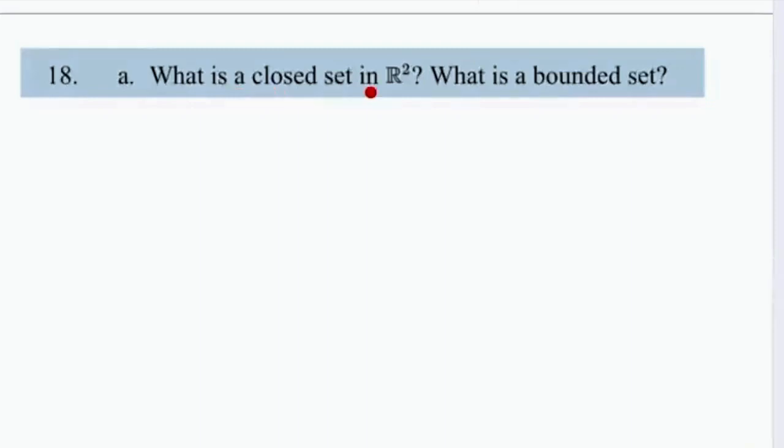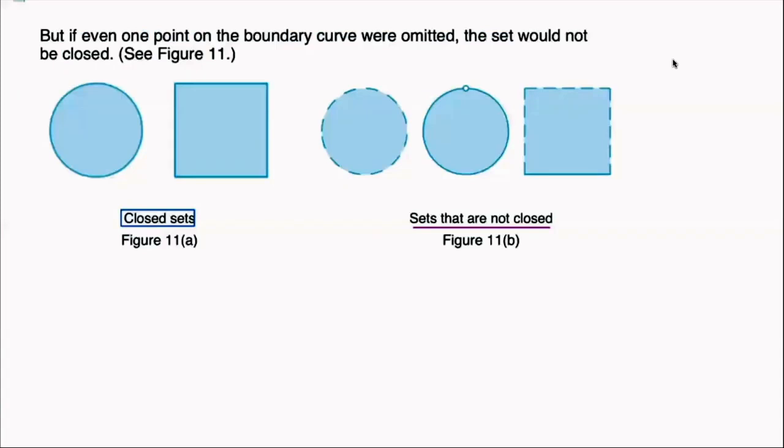What is a closed set in R2? What is a bounded set? A closed set in R2 will be those sets that include every point on its boundary, like this one. Every point in the boundary is included. Now, if we omit some point on the boundary, say even only one point is omitted on the boundary, then the set is not closed.